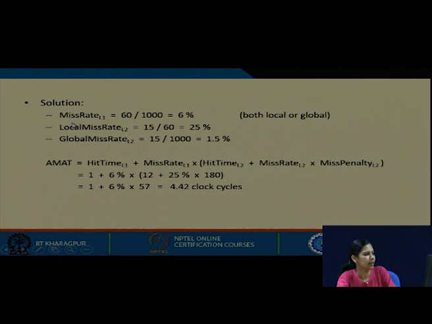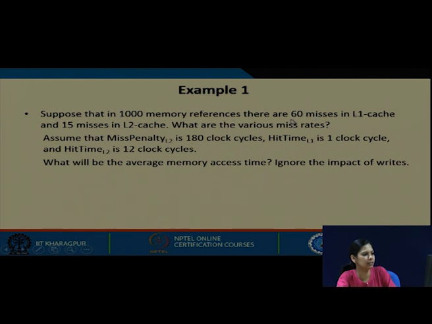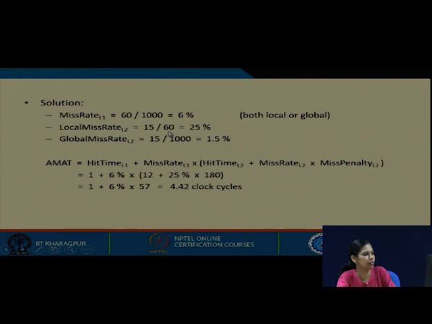Let us see. Miss rate of L1 will be 60 divided by 1000, because we are considering the total, that is 6%, both for local and global. Now, what will the miss rate for L2 be? For miss rate of L2, how many misses are there in L1? It is 60. Out of 60 there are 15 misses. So, 15 divided by 60, that is 25%. And the global miss rate for L2 will be 15 divided by 1000. Here we are considering just 60 because 60 misses are there in the L1 cache, and here we are considering the full 1000, that is coming to 1.5%.